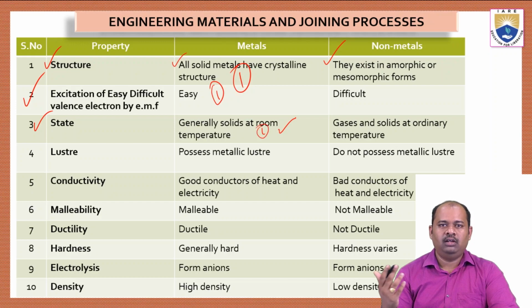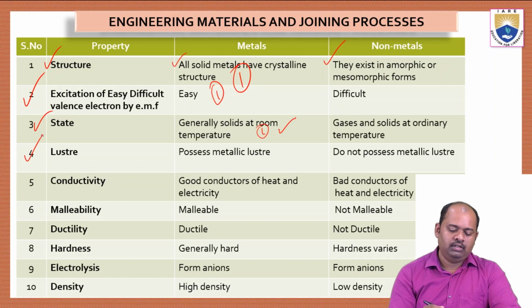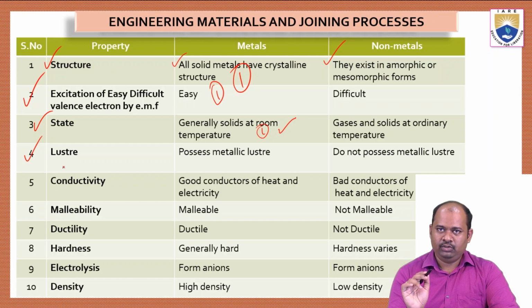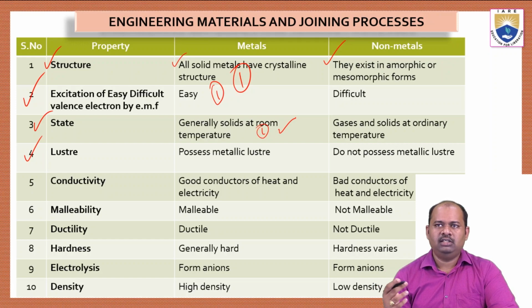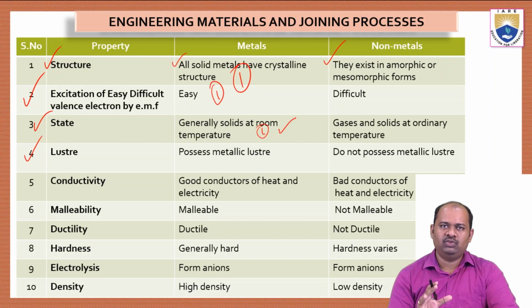Solids are more stable, so they can be used for any kind of application. Because a gas can easily escape into the atmosphere if we do not hold it. So that is why solids are more suitable for engineering applications. And then luster. Metallic elements will have more metallic luster because they are made up of metal. And when we compare non-metals, they do not possess any metallic luster. So what is luster?